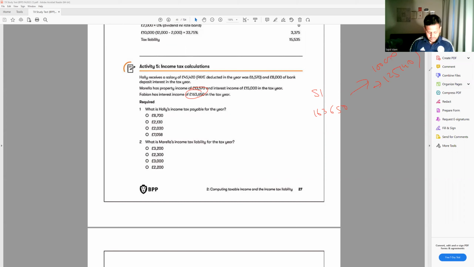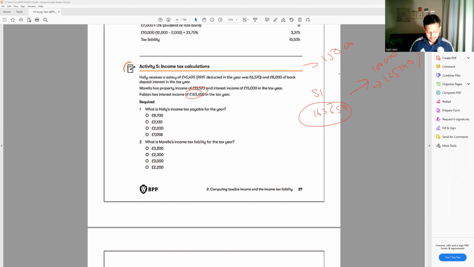Now, the next thing we have to know is how much tax I have to pay on that. Now, I am an additional rate taxpayer, since 163,000 is more than 150,000. If I'm an additional rate taxpayer, remember that I have nothing for the savings allowance. If I'm a basic rate taxpayer, I have 1,000. If I'm a higher rate taxpayer, I have 500. But if I'm an additional rate taxpayer, I don't have any allowance for the savings.